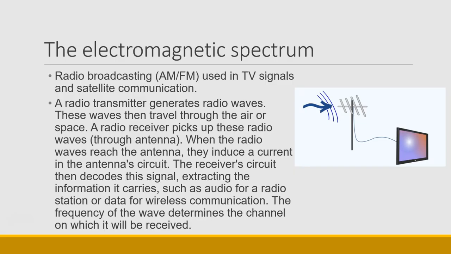The frequency of the wave will determine the channel on which it will be received. So there'll be lots of different radio wave signals based on their different frequencies, and a different signal would then apply to a different channel on the TV or on the radio.